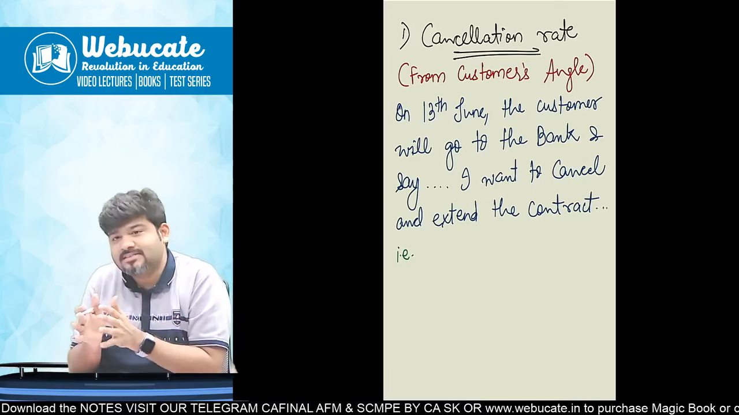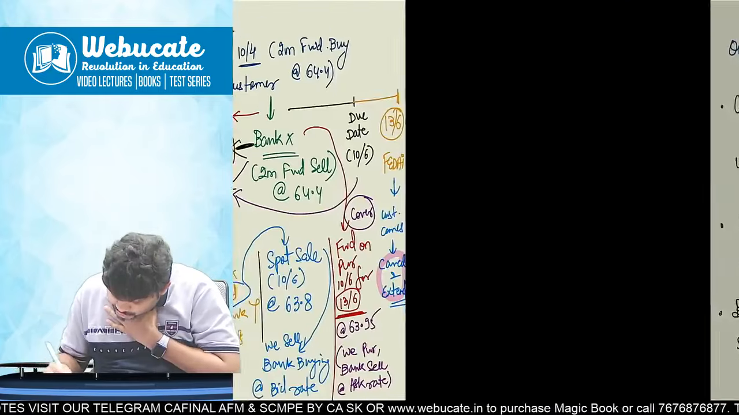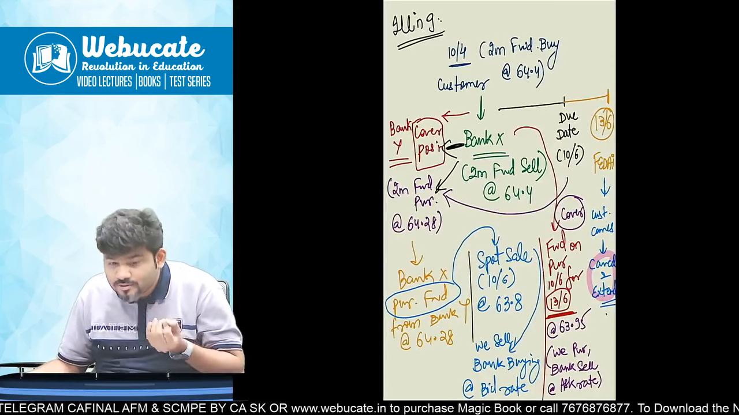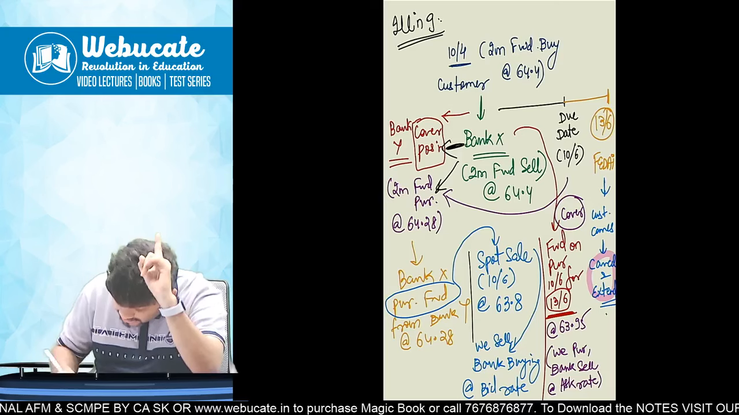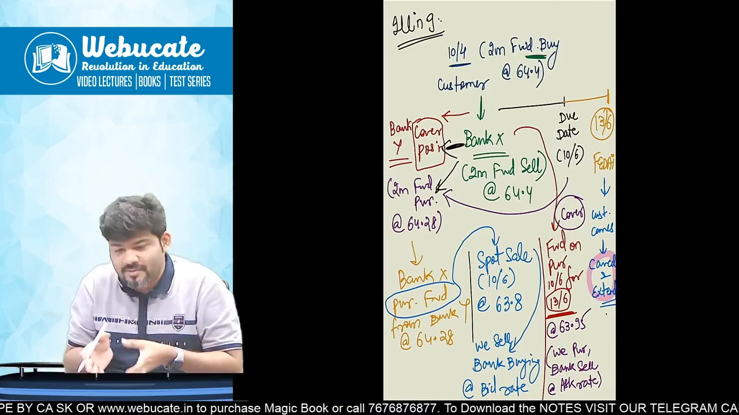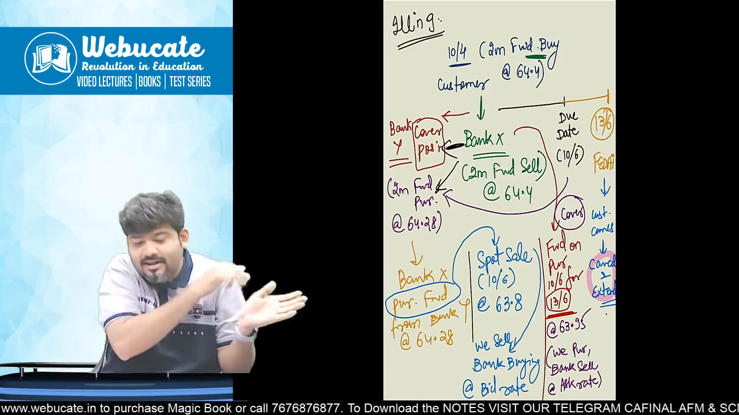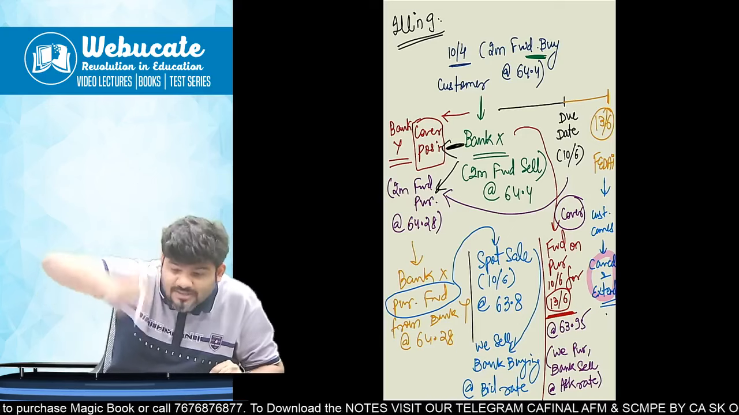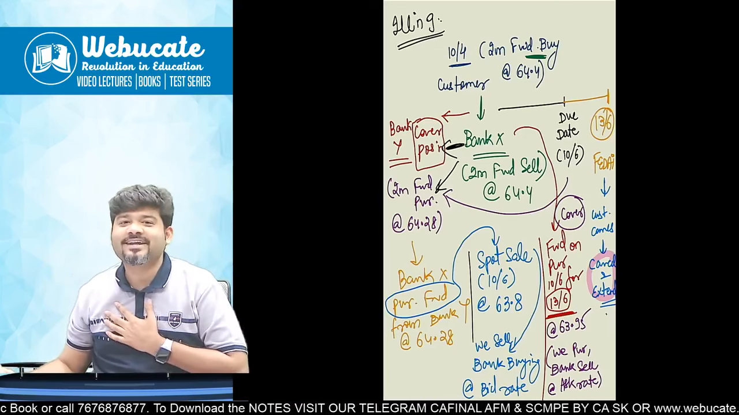As soon as cancellation has to happen, what will happen on that day, on 13th June? It will have to be cancelled on 13th June. Correct? So, how will you cancel it? You will assume that the transaction has happened. What was the original transaction? Forward buy. You will assume forward buy has happened. So, customer will buy, but customer will say, no, what do I do of this? I don't want it. Spot sell reverse. So that spot sell on 13th June will become your cancellation rate.